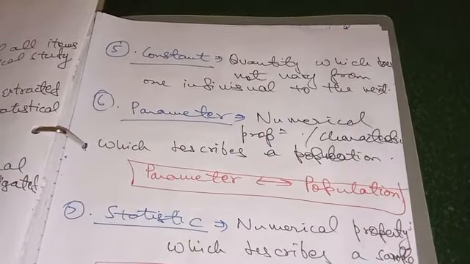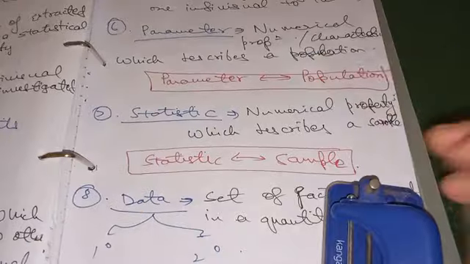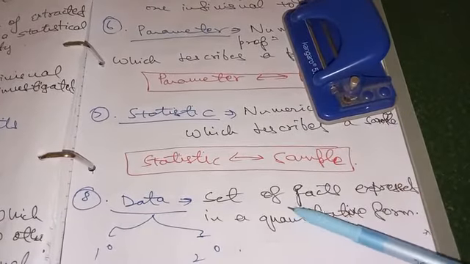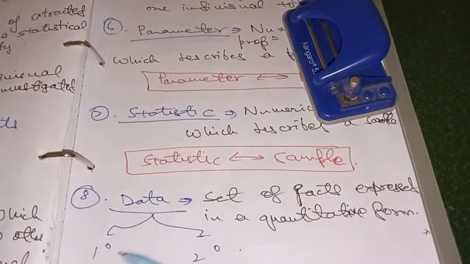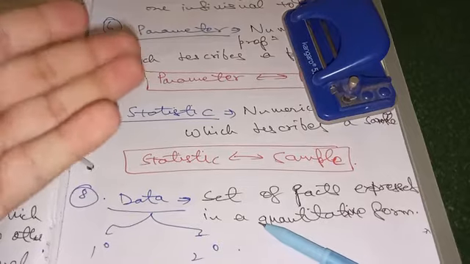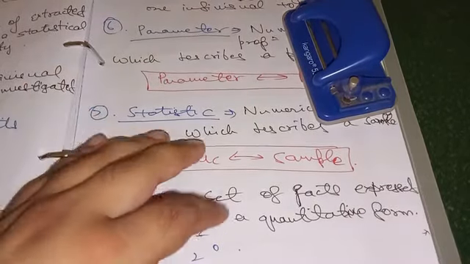Statistic is a numerical property describing a sample. Statistic, sample, SS. These two definitions are very important. Data, this definition is also important: a set of facts expressed in a quantitative form is called data. It can be primary and secondary. This we will discuss in detail in later chapters. Inference means conclusion about a subpopulation or sample. Simple. I have to learn these definitions.